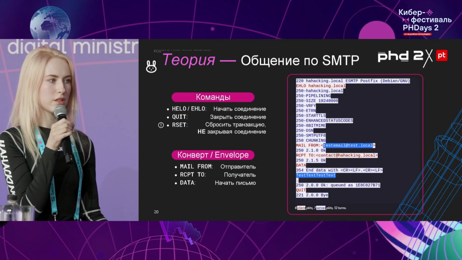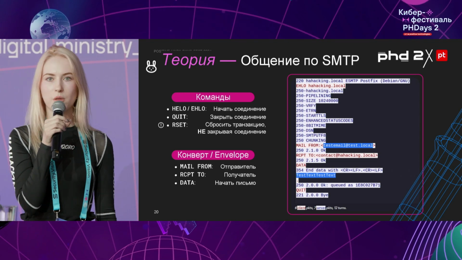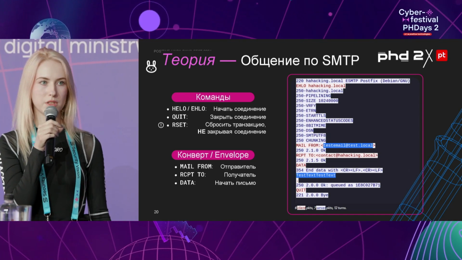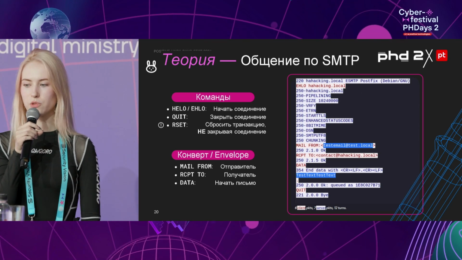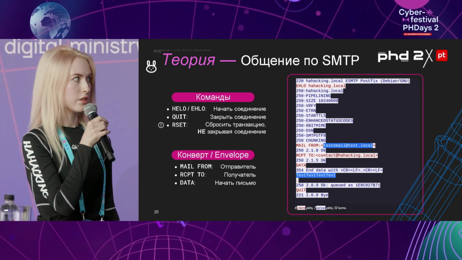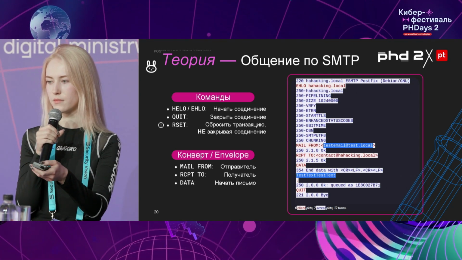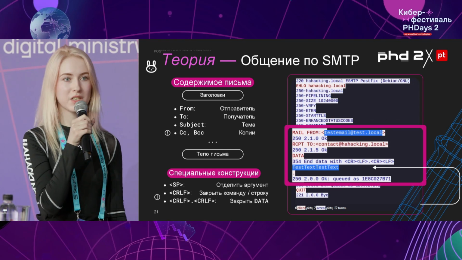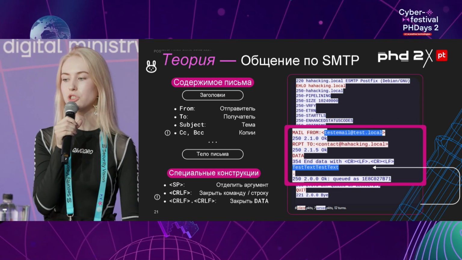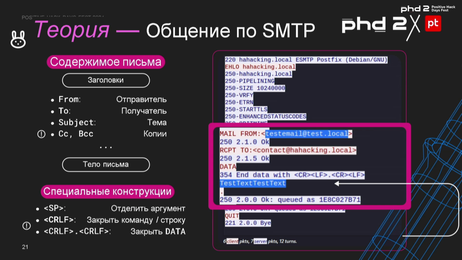We have other commands here. We can call them envelopes, so they open the email and give us data. This is the mail from command, showing the sender, rcpt to, the receiver, and data, which opens the data section and the email content. The email content has the title and the body of the letter. The body is the text, so the message one user wants to share with the other one.